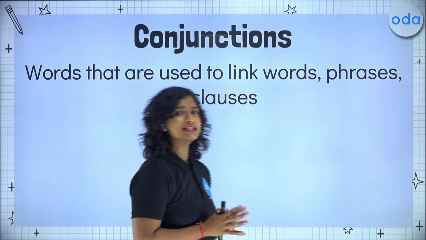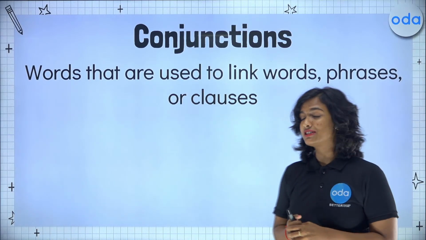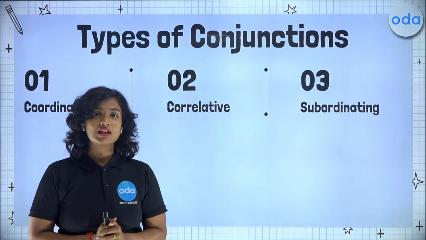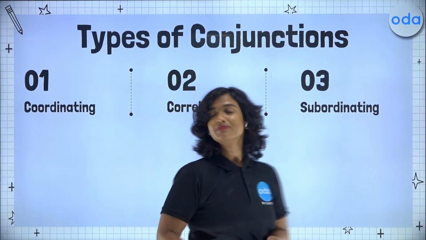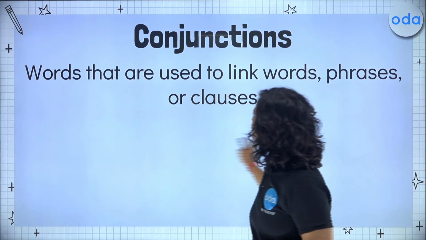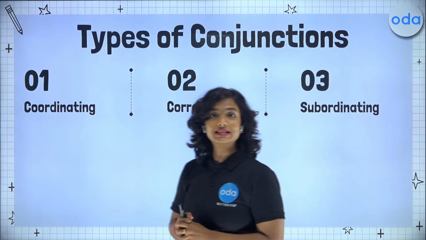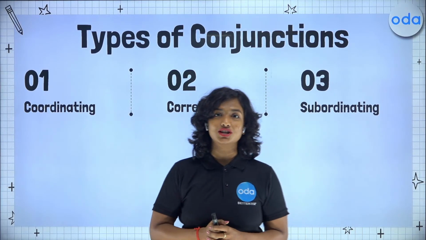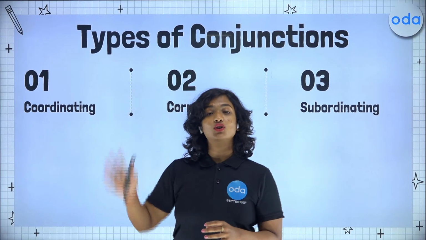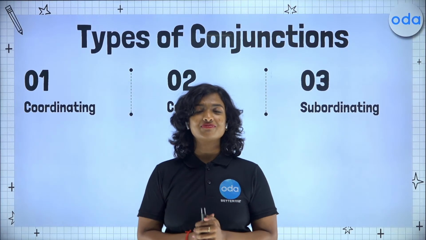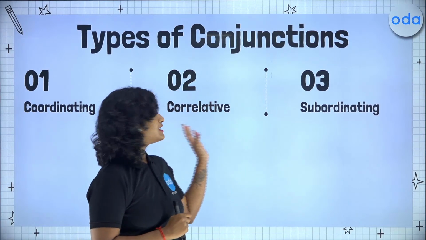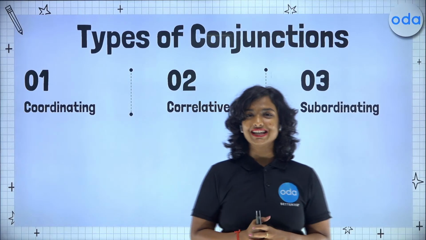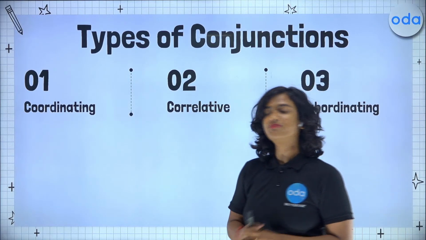Now, you might know some examples of these: and, but, for, because. But there are three types of conjunctions. We have coordinating conjunctions, correlative conjunctions, and subordinating conjunctions. In today's class, we will talk only about coordinating conjunctions. We will focus on that and go in depth. For those of you who want to also learn about correlative and subordinating conjunctions, you can come back next week for our next class where I will teach you about those two.